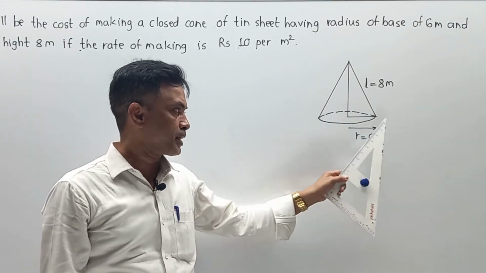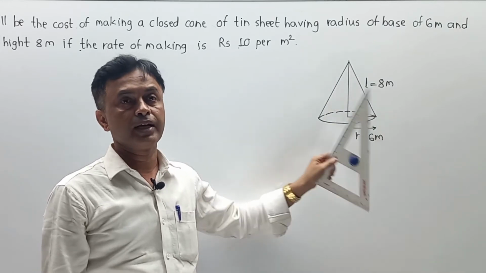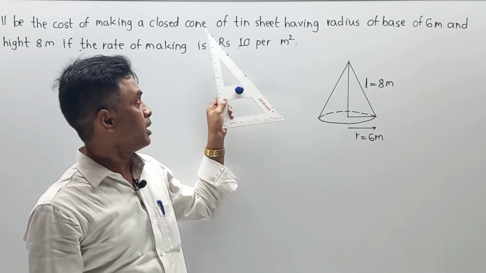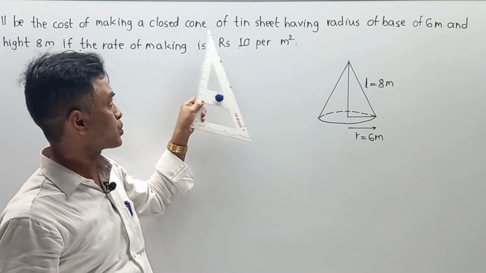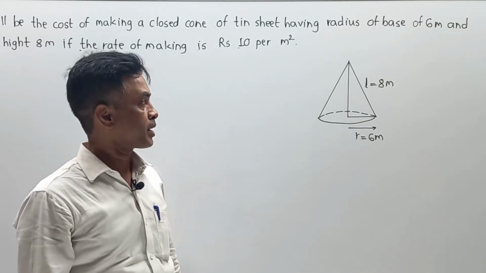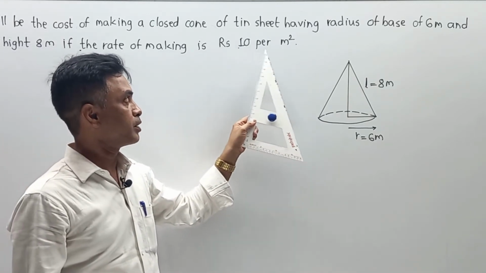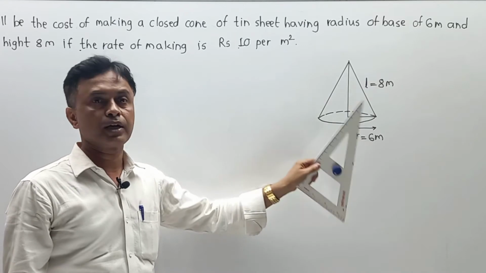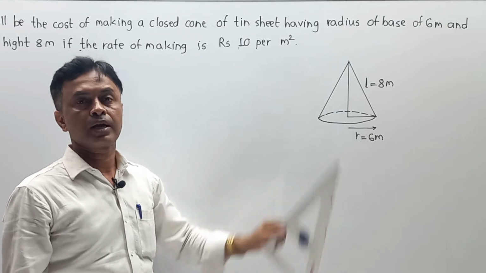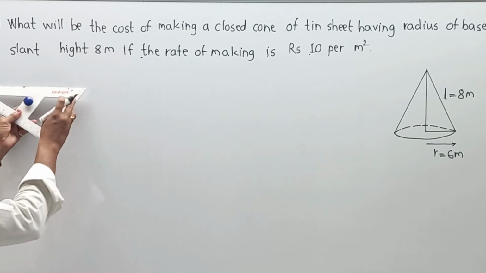Now remember, we know that the base radius r is 6 meter, slant height l is 8 meter, and we need total surface area because we have to make a closed tin sheet cone. So total surface area is nothing but pi r into bracket r plus l, and they have also given that making charges are 10 rupees per square meter. So we will get total surface area in square meter. We are going to multiply it by rupees 10 per square meter and we will get the final cost of that product. Now coming to the part of simplification and solution.